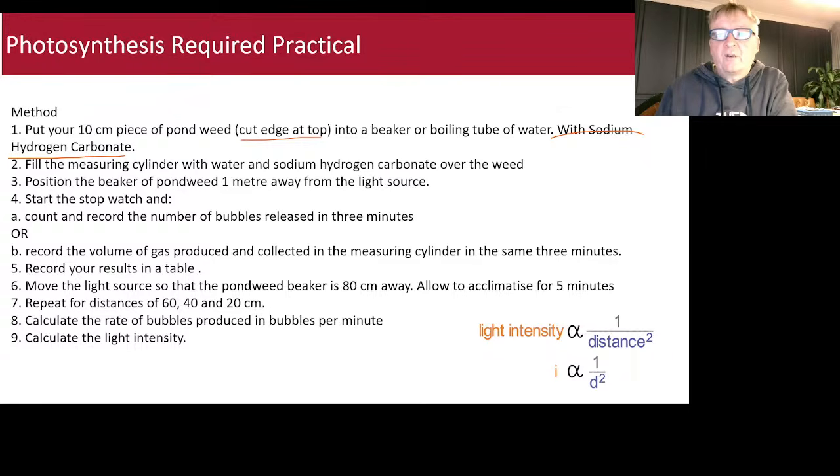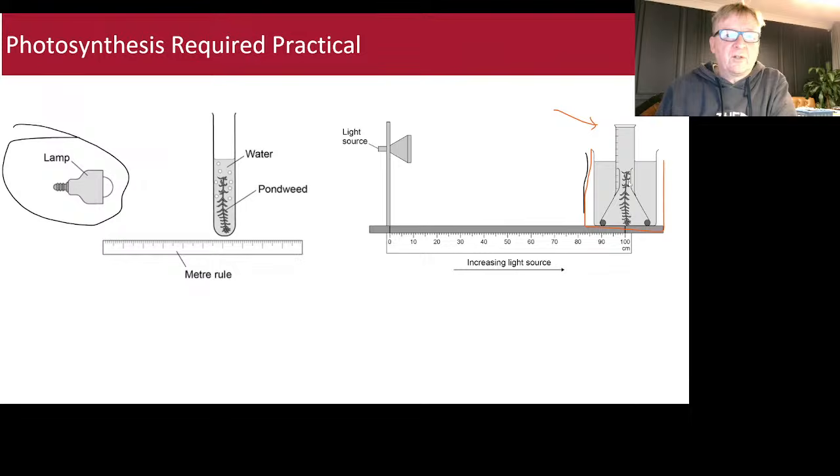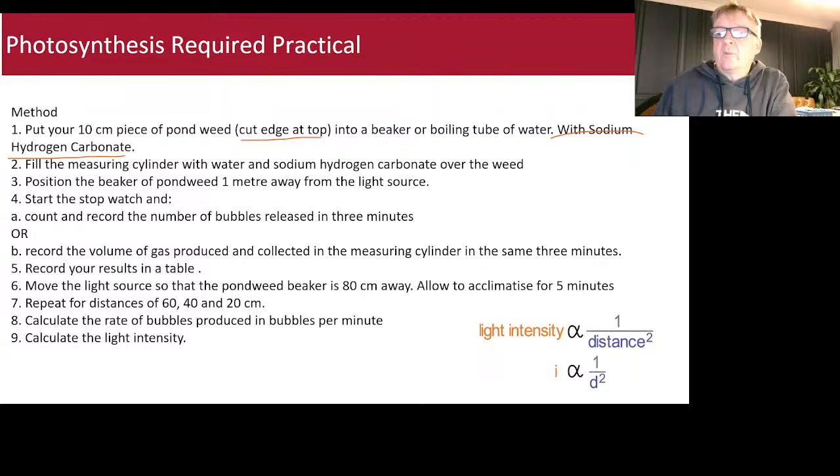Position the beaker of pondweed 1 meter away from the light source. So you've got your pondweed in whichever setup you've got, and it is 1 meter away. Start far away. Once it's 1 meter away, start your stop clock and count and record the number of bubbles released in 3 minutes, or the amount of gas produced. Very exciting. You probably run out of fingers. Maybe not. The gas is collected in the measuring cylinder in the same 3 minutes. Record your results on a table. See that? Record your results on a table.